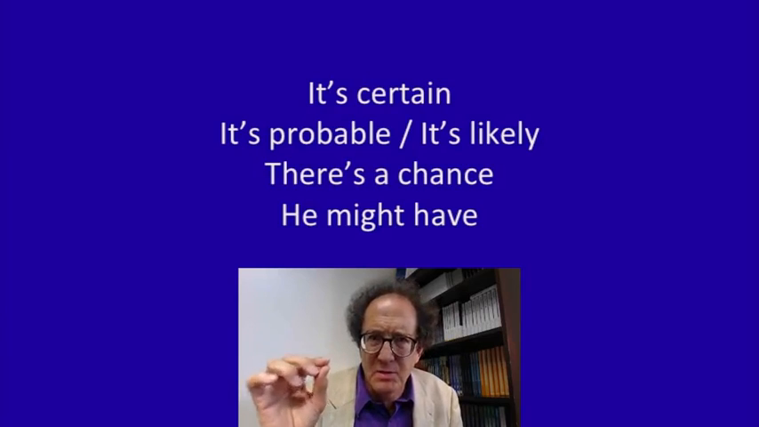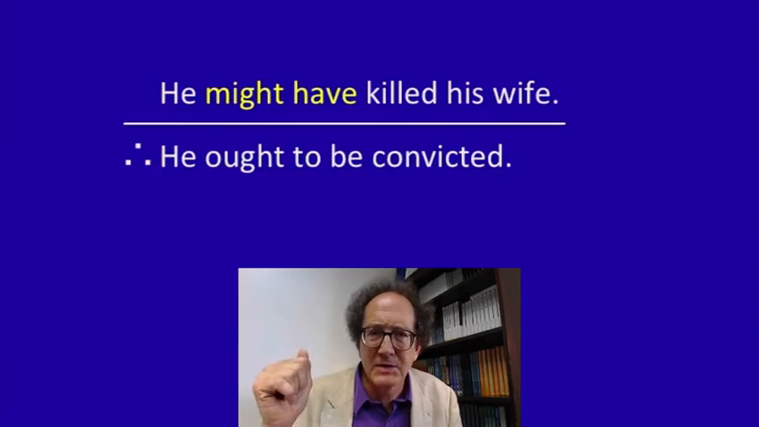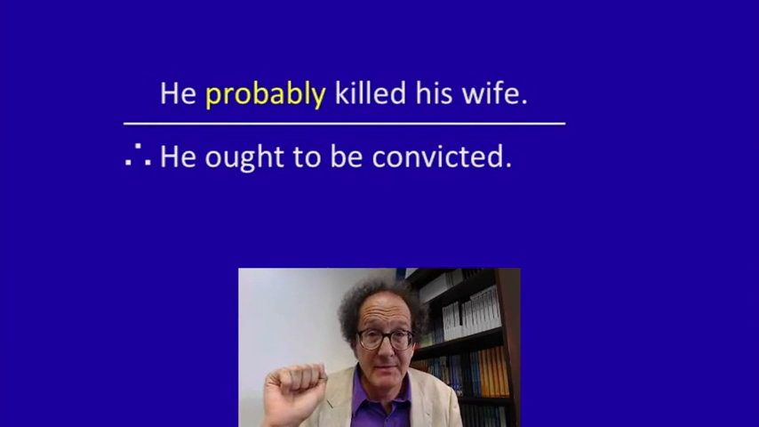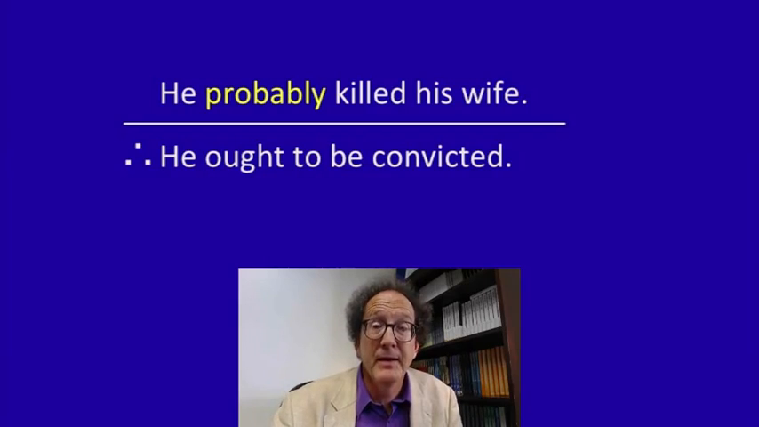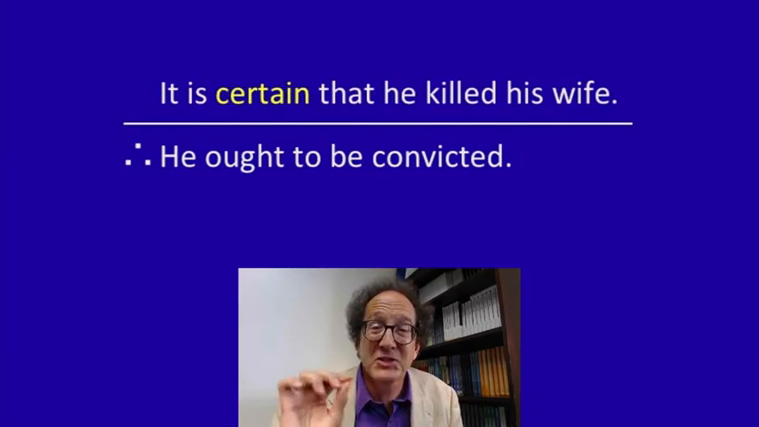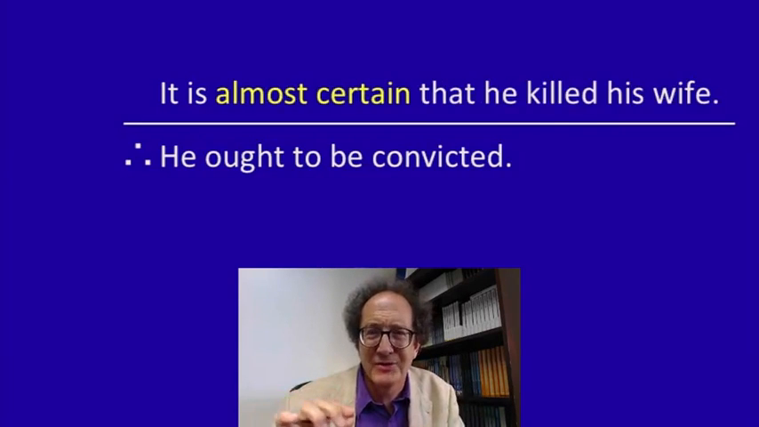And the question is going to be whether you've done it too much. If you simply say, he might have killed his wife, therefore he ought to be convicted, that's clearly wrong. If you say he probably killed his wife, so he ought to be convicted, that might be wrong too if there's a strong burden on the prosecution to prove guilt beyond a reasonable doubt. But you don't want to require that it's certain that he killed his wife because then you'll never be able to convict any criminals. So you need something like almost certain, which is a bit of a fudge word, or beyond a reasonable doubt.